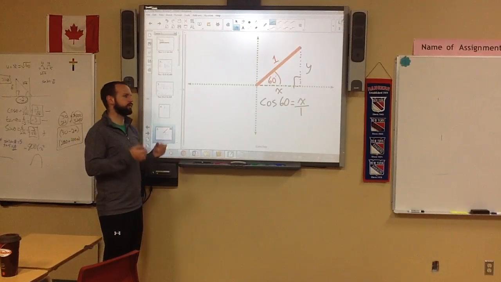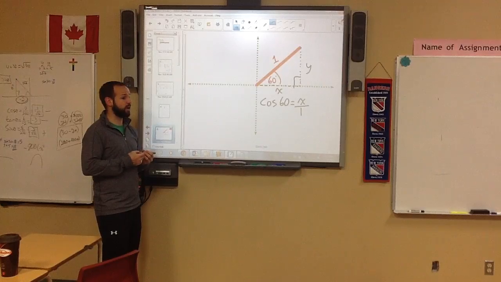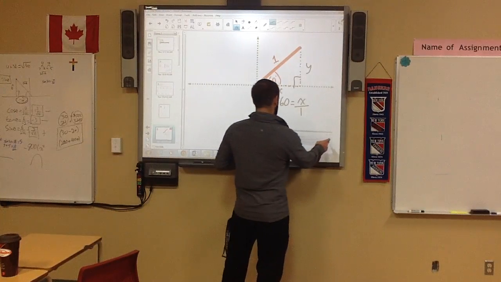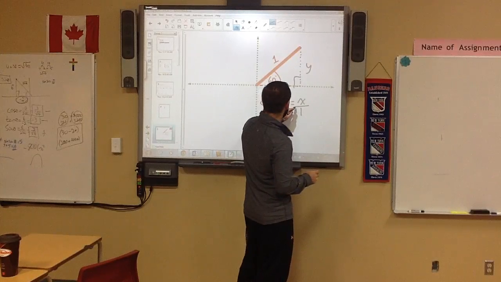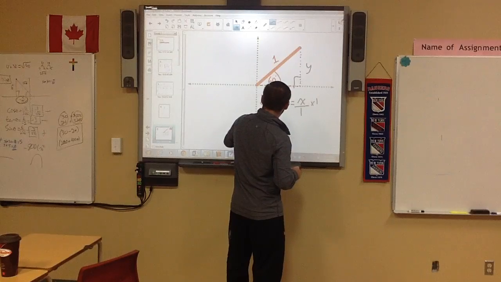Don't you just switch? I times it by 1, but it doesn't really make a difference right now. It's just because it's over 1. If it was 2, then it might. Okay? So I can multiply that by 1. So now I'm just going to have cosine of 60 is equal to x.